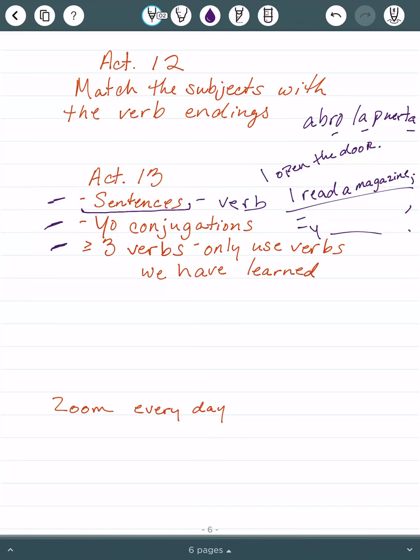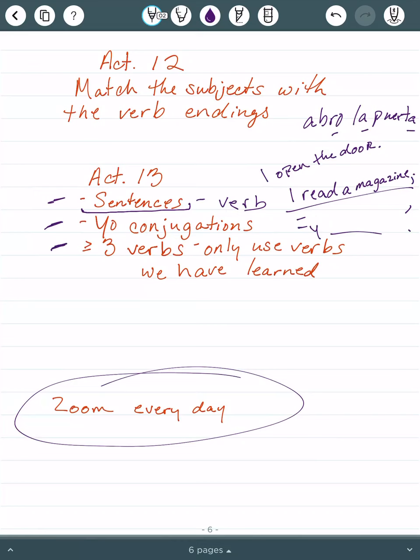All right? So keep in mind, I am on Zoom every day. If you are not on Remind, you need to get on there. I send a Remind text every day when I'm getting on there. And that is definitely the place to come to if you need some extra help from me on these activities.